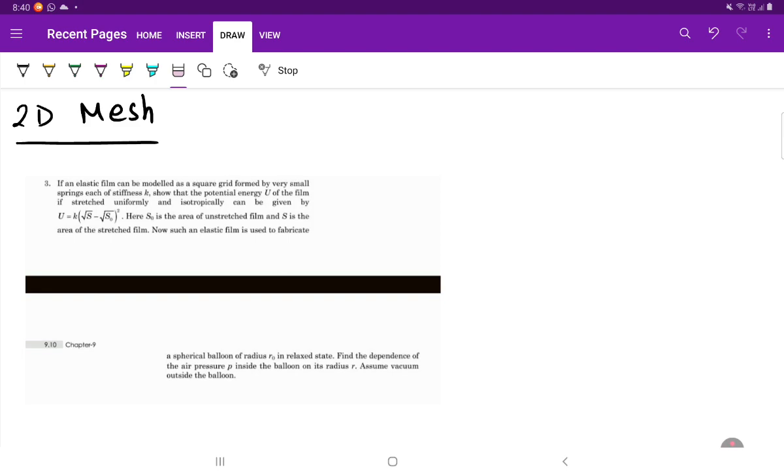chapter of surface tension. The problem says that you have an elastic film which is modeled in the form of a square grid bound by very small springs, each of stiffness k, so that the potential energy of such a film, if stretched uniformly and isotropically, can be given by k into root S minus root S naught, whole square, where S naught is the area of the unstretched film and S is the area of the stretched film. Okay, so first we have to derive the relation, that is U is equal to k into root S minus root S naught, whole square.